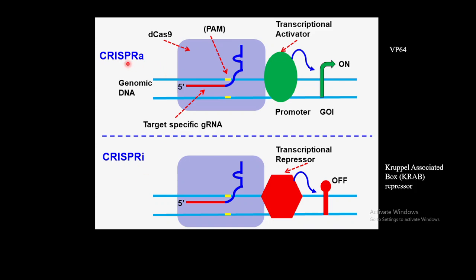There is another technique which is the CRISPR activator, which can activate the transcription process, and in this case the transcriptional activator which is commonly used is VP64, which can recruit multiple transcription factors, and therefore it can activate the transcription process. In case of CRISPR interference, you can use the KRAB repressor, which modifies the histone proteins and therefore forms heterochromatin, and that is how it represses the transcription.